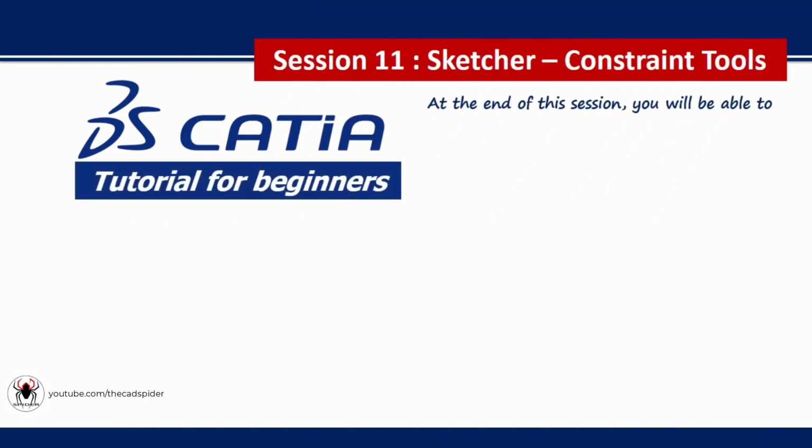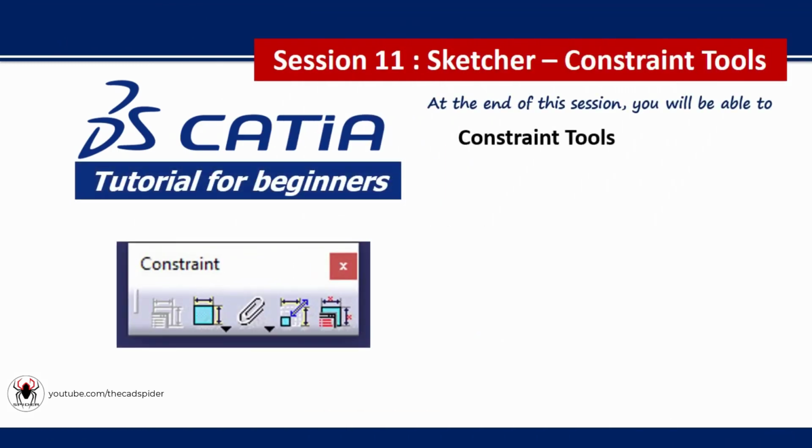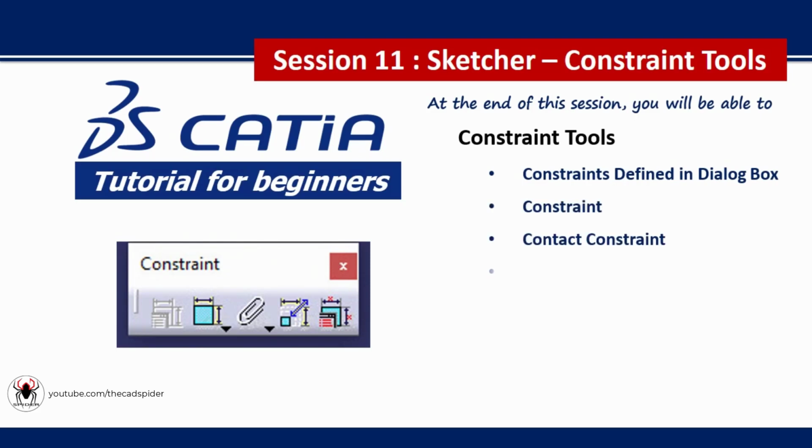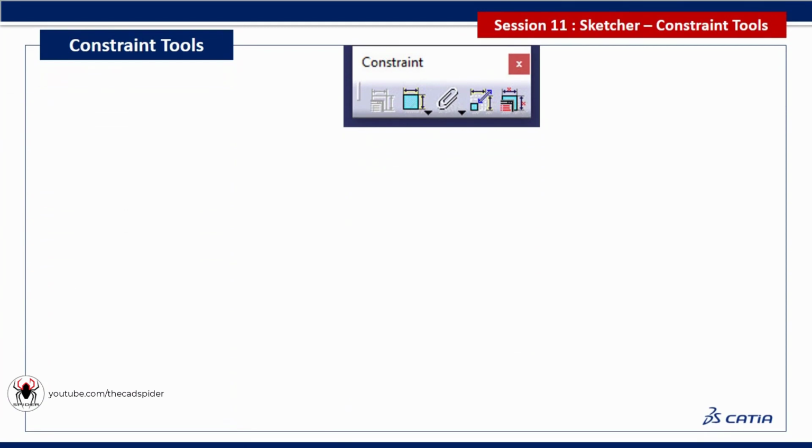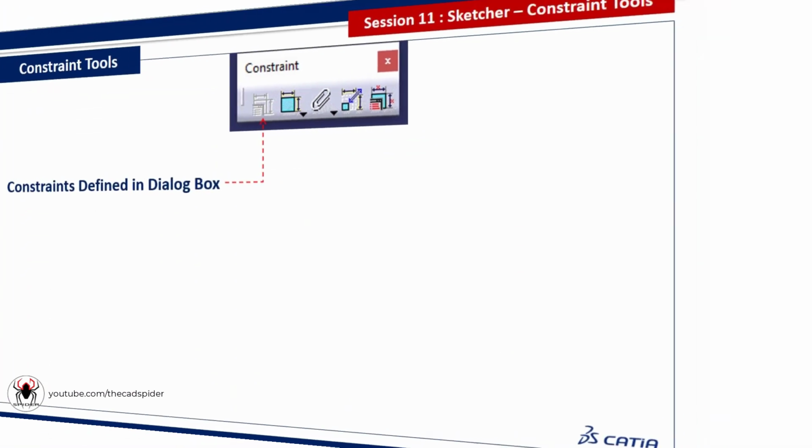Hi friends, in this session, we see CATIA Constraints tools. The tools are Constraints Defined in Dialog Box, Constraints, Contact Constraints, Fix Together, Auto Constraints, Animate Constraints and Edit Multi-Constraints. First tool is Constraints Defined in Dialog Box.